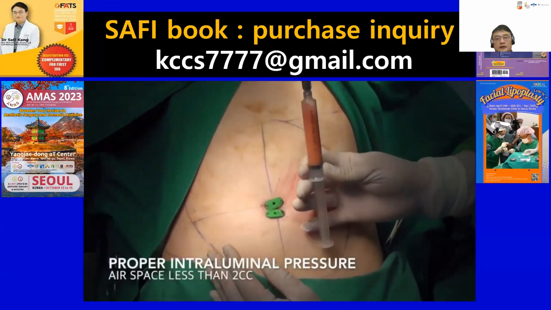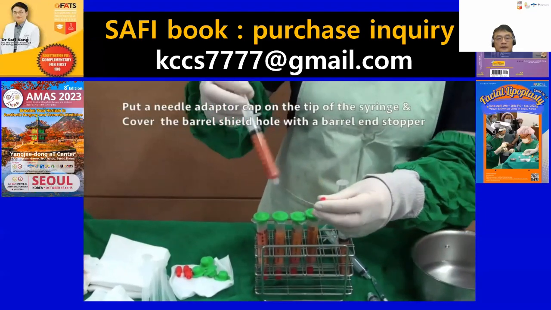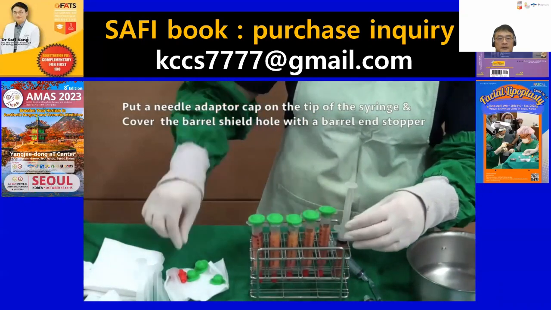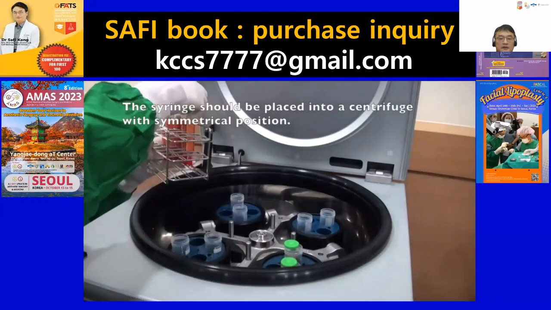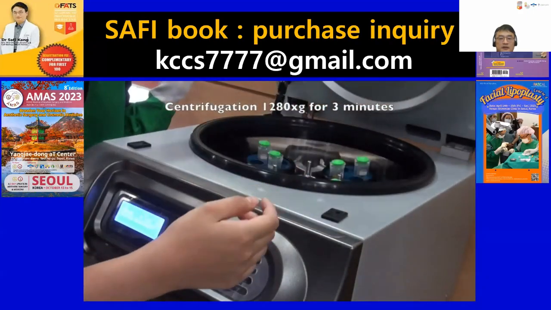You can see the negative pressure inside the sheathing. This is the basic technique to purify and separate the fat cells by centrifugation.